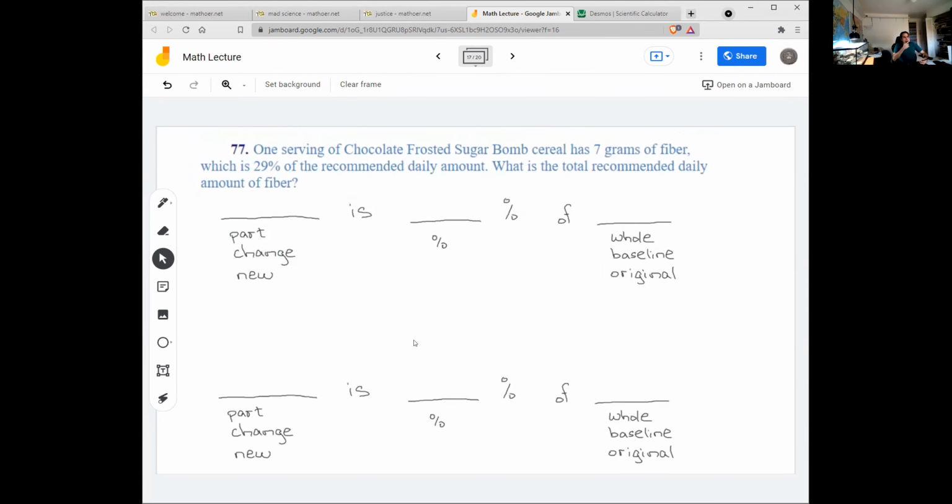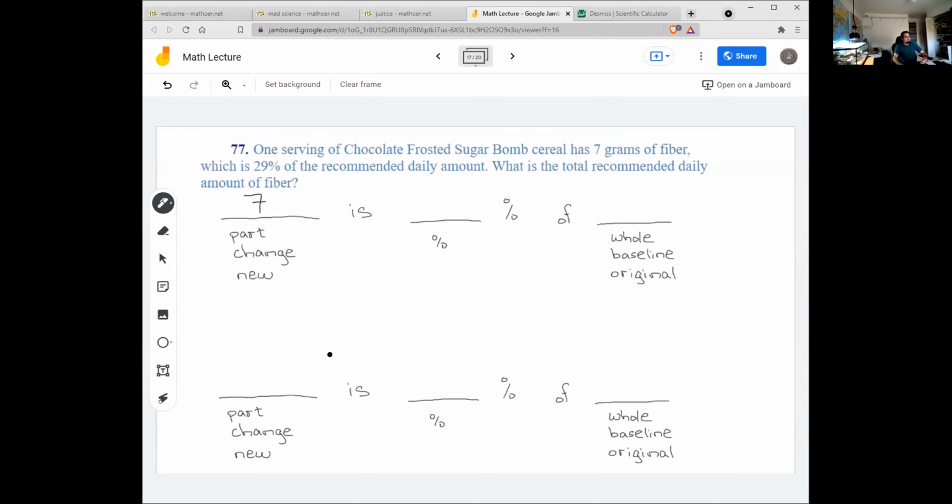One serving of chocolate frosted sugar bomb cereal has 7 grams of fiber, and the box says that's 29% of your recommended daily amount of fiber. So what's the total recommended daily amount of fiber? So it would be what? No, the part that we know is the 7. This is a part of your daily fiber. So that one's actually 7.